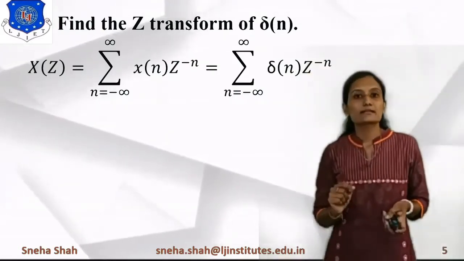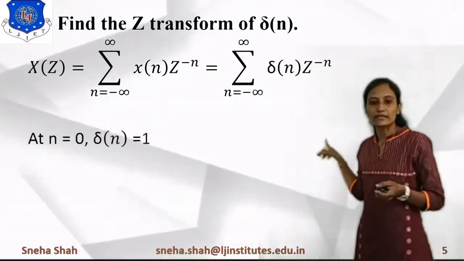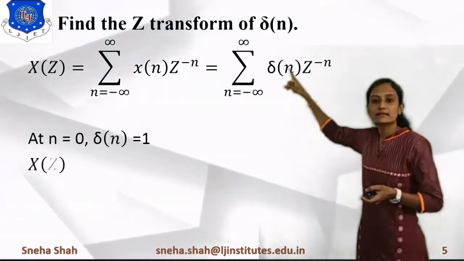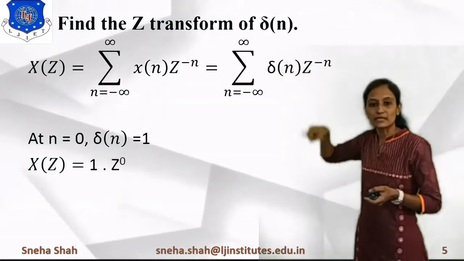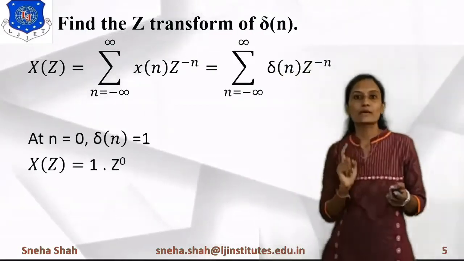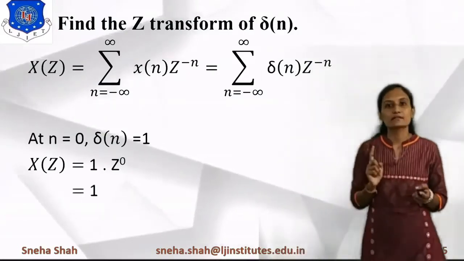So the next step is at n equals 0, del of n equals 1, and if I put these two values in this equation, then this summation will be removed. So x of z equals, instead of del of n I am putting 1, and instead of n I am taking 0. So z raised to 0 means 1. 1 into 1 means 1. So the final answer is x of z equals 1.